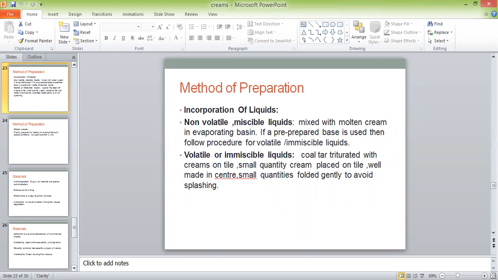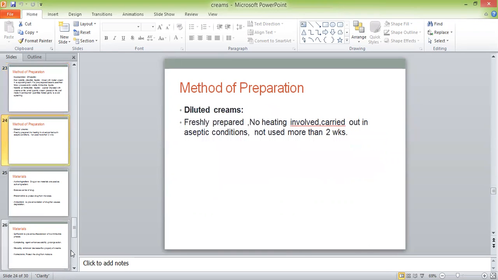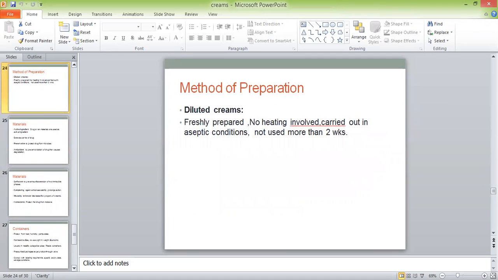So coal tar is triturated with cream on a tile, and a small amount of cream is placed on the tile, a well is made in the center, and a small quantity of it will be folded slowly to avoid splashing. Then we have diluted creams. They are freshly prepared. No heating is involved, and they would be the dilution of the creams. It will be carried out in aseptic conditions, and they should not be used for more than 2 weeks.